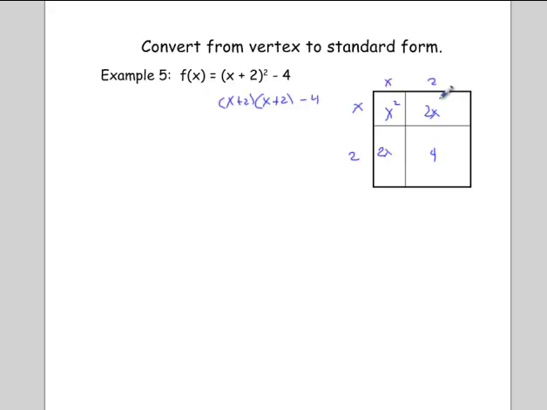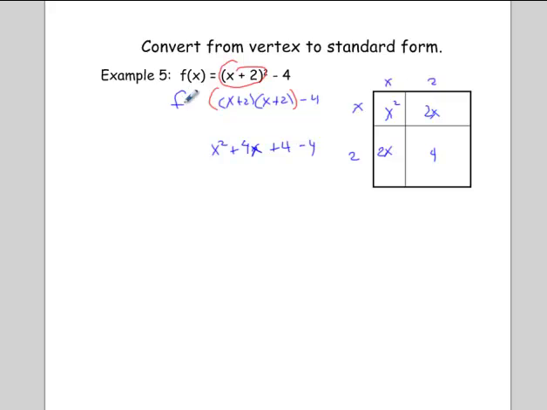Now in the diagonal, we are going to have like terms to combine, so I've got 2x plus 2x. So I get x squared plus 4x, then plus 4. Now that was from just this much, which was this. I still have that minus 4, so I'll bring that down. And I have plus 4 minus 4, so that's 0.